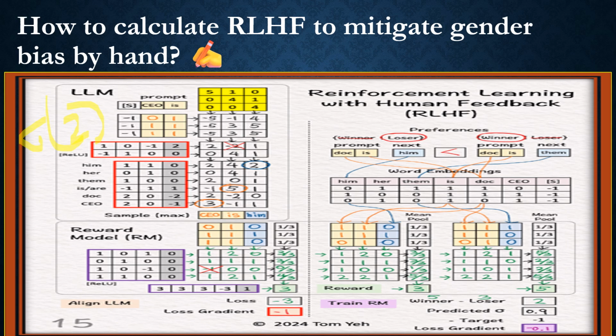So the next word, "CEO is him," right? Is fed to the reward model. The process is the same, so here also the reward is 3. Then we calculate the loss gradient. That is, we set the loss as the negative of the reward. So we have set it as minus 3, converting this 3 to minus 3 here, right? And then as the loss is minimized, the reward is maximized here. The LLM is most aligned to the human feedback.